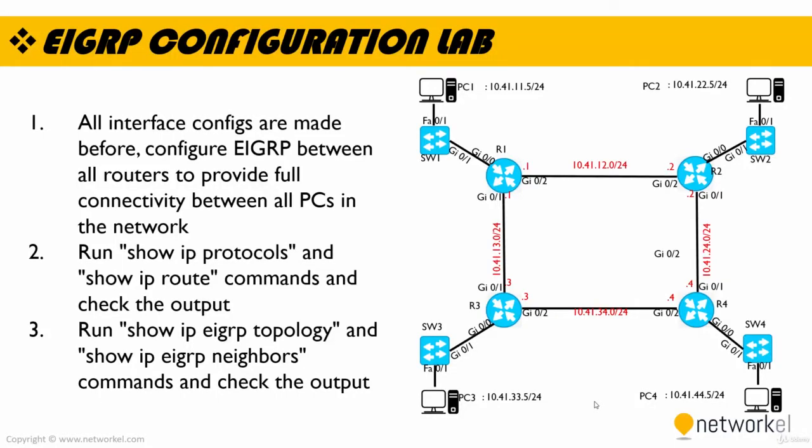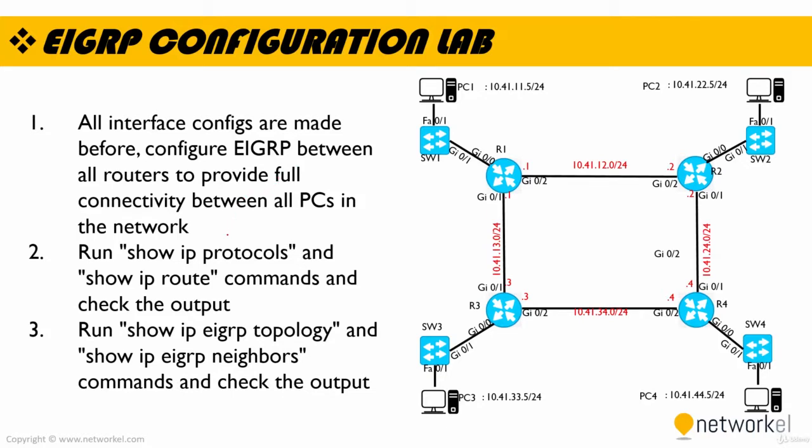In our next section, we have a configuration lab, EIGRP configuration lab. We have our particular topology, as you can see in the picture too, and we have 4 routers connected to each other. What the lab wants us to do is, first, all interface configs are made before, which means I don't need to make interface IP address configurations. That's good news. And configure EIGRP between all routers to provide full connectivity.